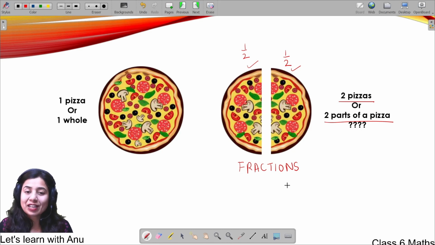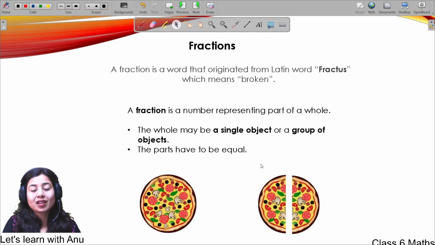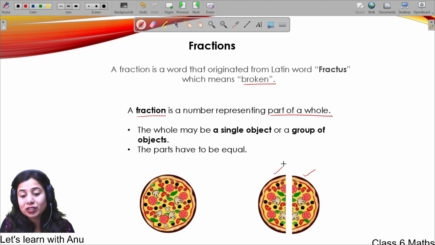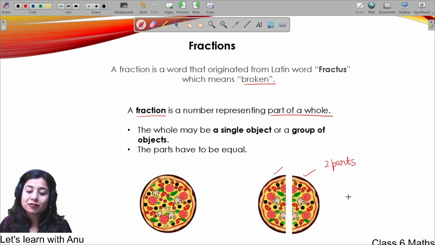So let's see the definition, class. A fraction is a word that originated from the Latin word fractus, which means broken. So here also we sliced one single pizza or one whole pizza into two parts. And the proper definition is that a fraction is a number representing part of a whole. So these were the two parts which we represented using fractions, half and half.